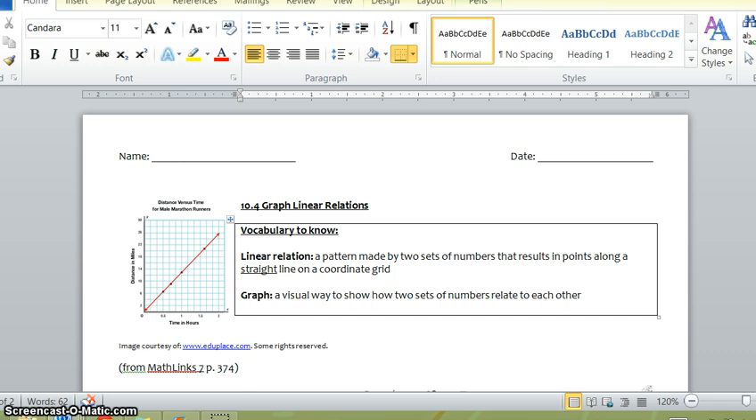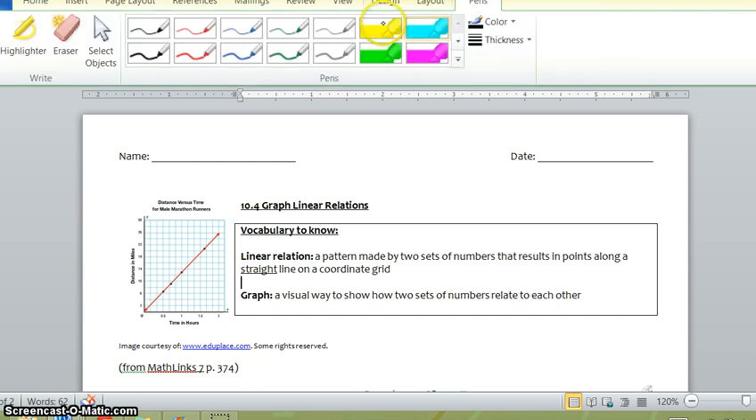Now, as always at the beginning of most lessons, we have some vocabulary we need to familiarize ourselves with. So, take your highlighter, and the first vocab term you want to highlight is linear relation. A linear relation is a new term for you this year, and that refers to a pattern made by two sets of numbers that results in points along a straight line on a coordinate grid.